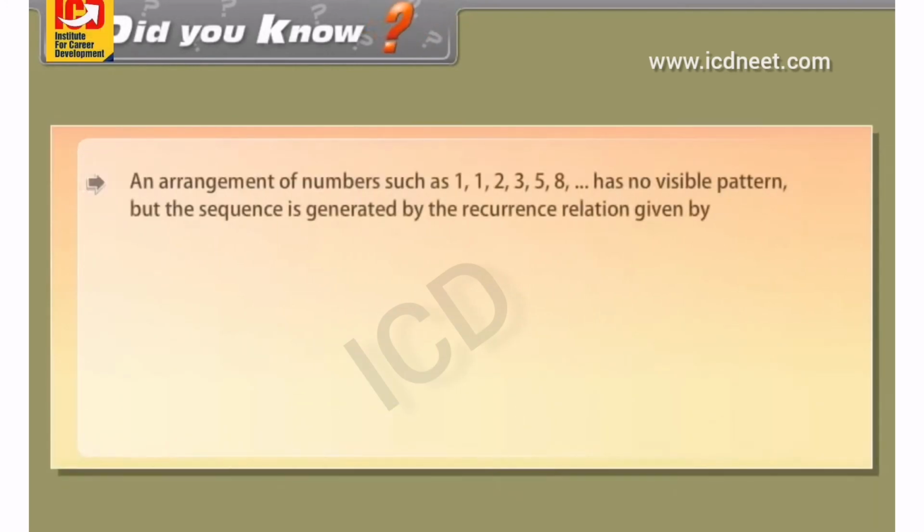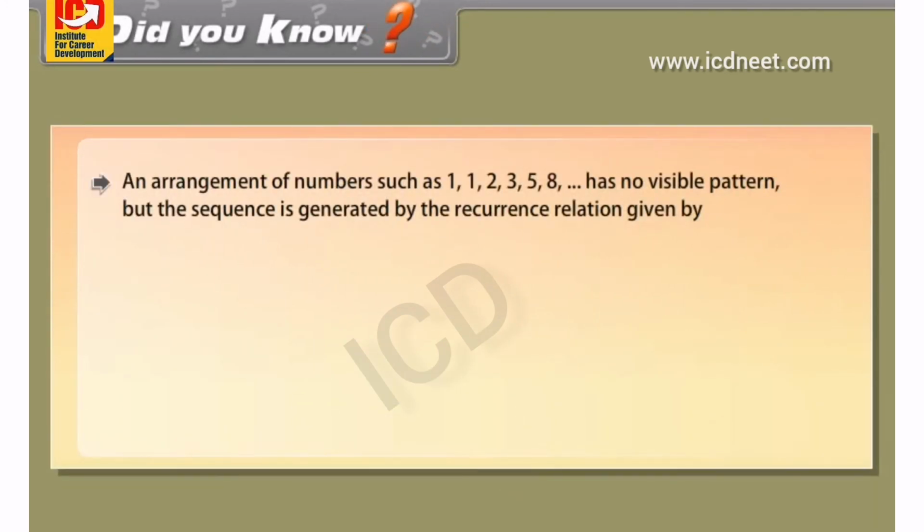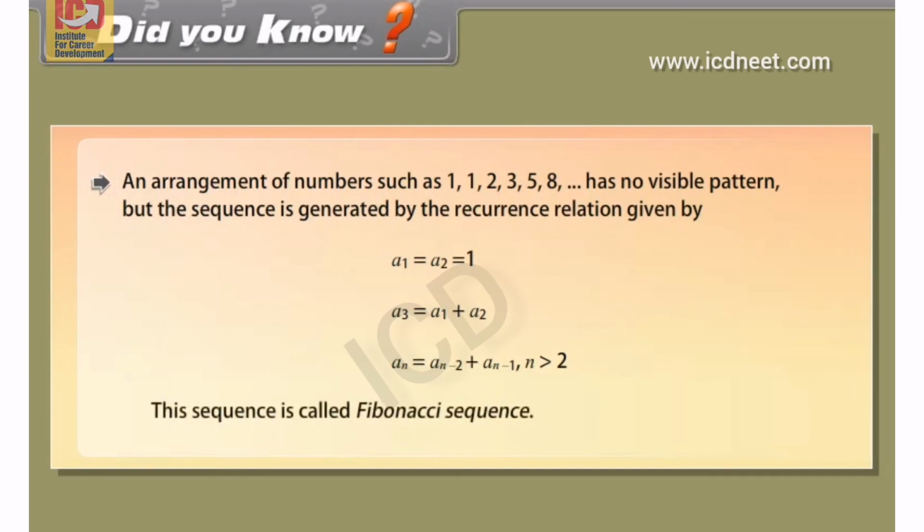Did you know, an arrangement of numbers such as 1, 1, 2, 3, 5, 8 and so on has no visible pattern, but the sequence is generated by the recurrence relation given by A1 is equal to A2 is equal to 1, A3 is equal to A1 plus A2, An is equal to An minus 2 plus An minus 1, n is greater than 2. This sequence is called the Fibonacci sequence.